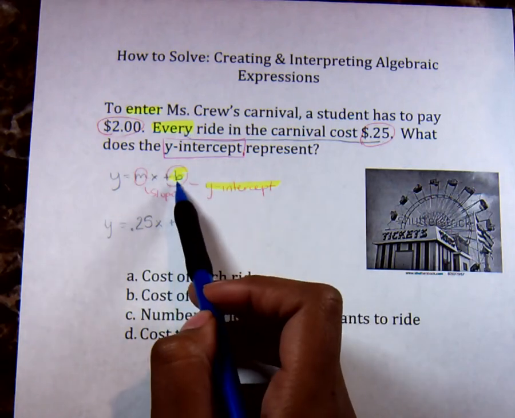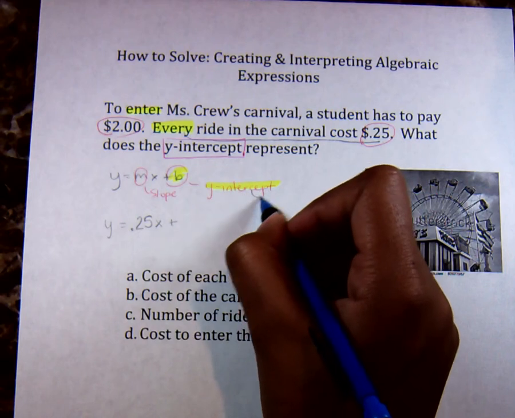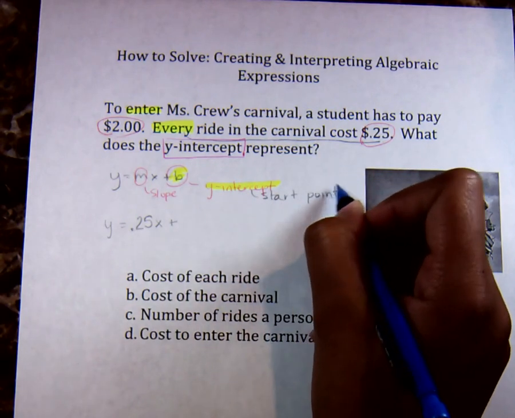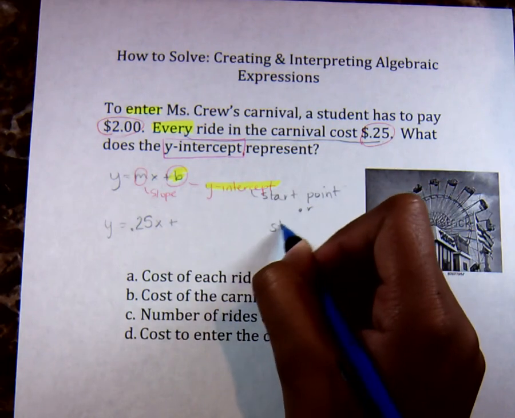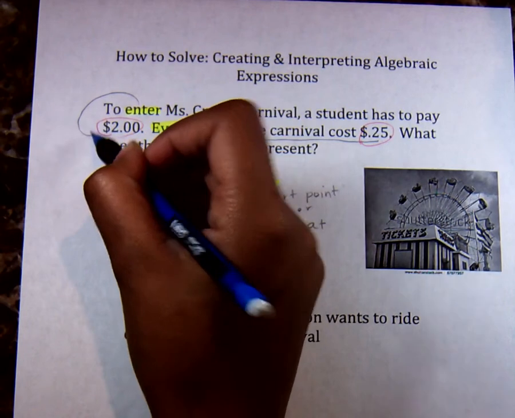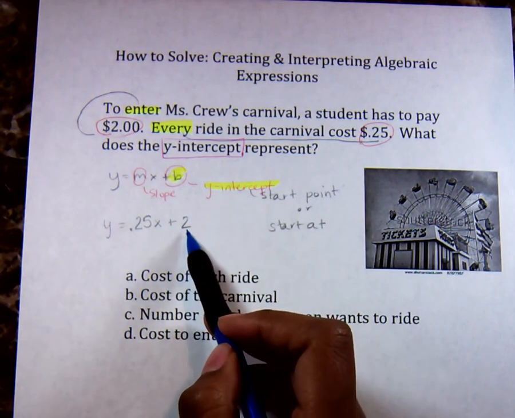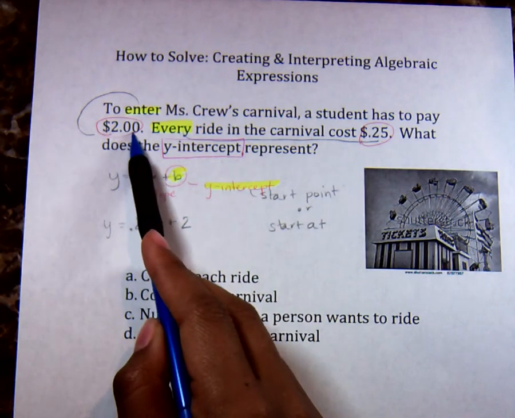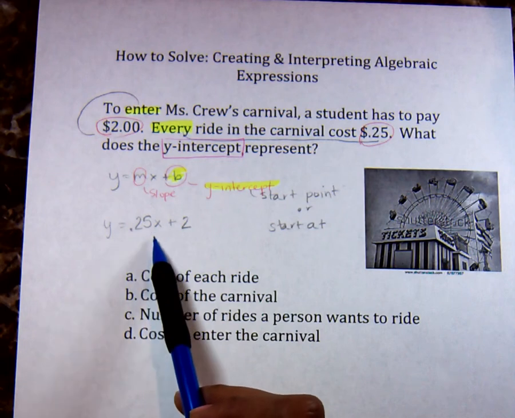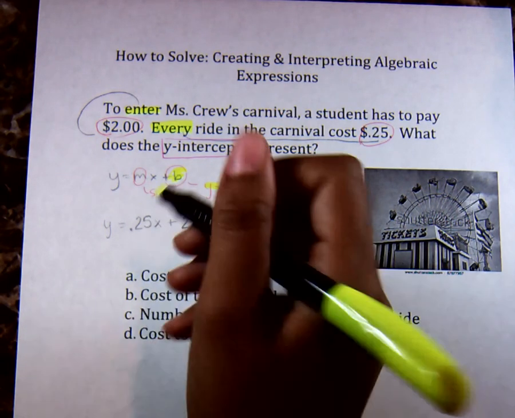Plus, that leaves no choice for my b. As we've already said before, b is your y-intercept. It's also known as your start point, or your start at. And to enter, I'm paying $2. And I can just put the 2 as 2 because that just means it's a whole number. So here I have the equation y equals 0.25x plus 2. And I know I have to interpret what does the 2 mean.